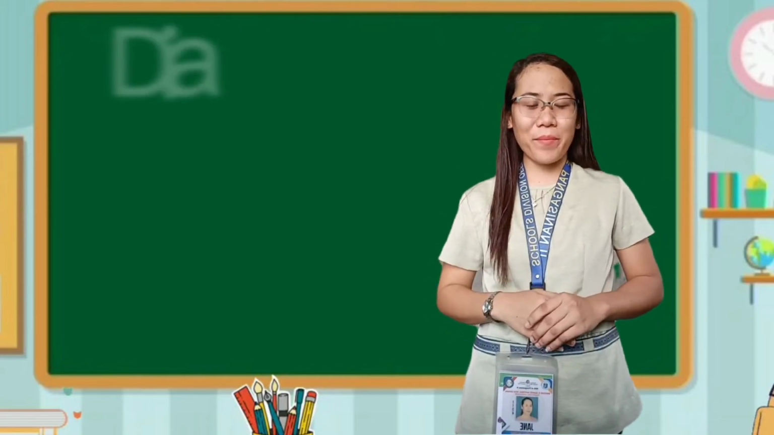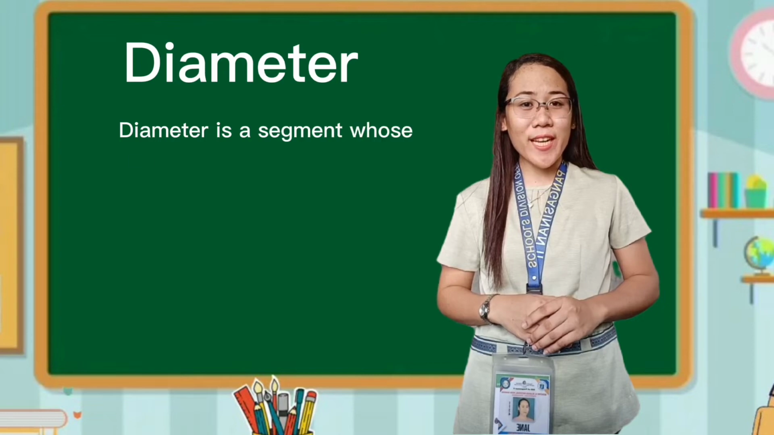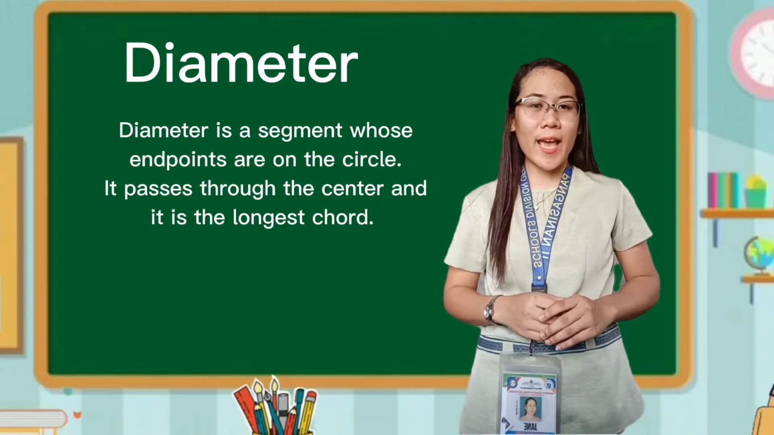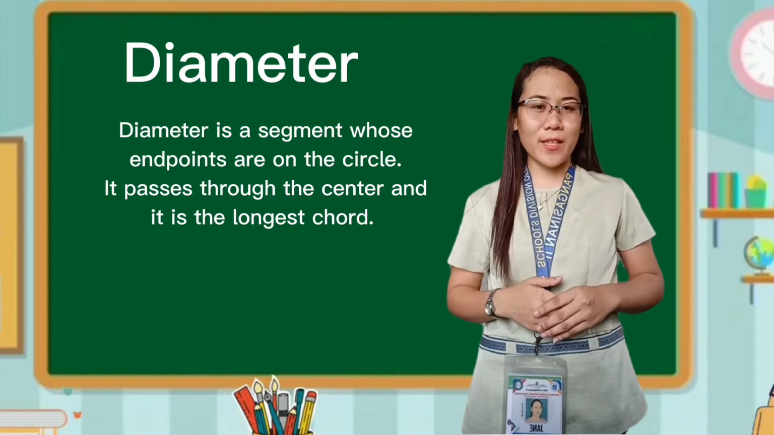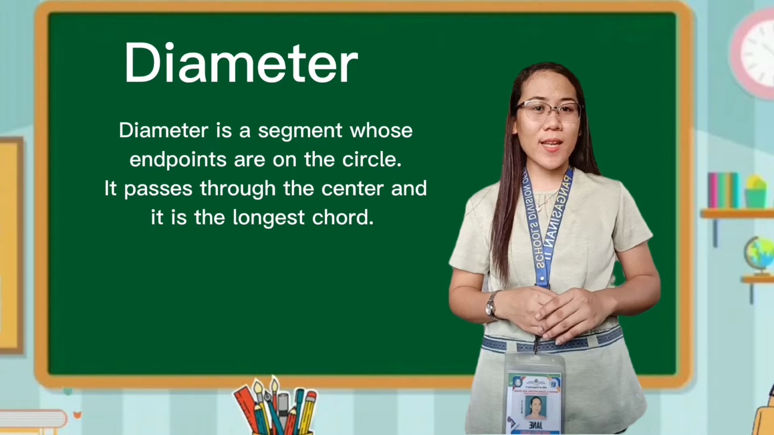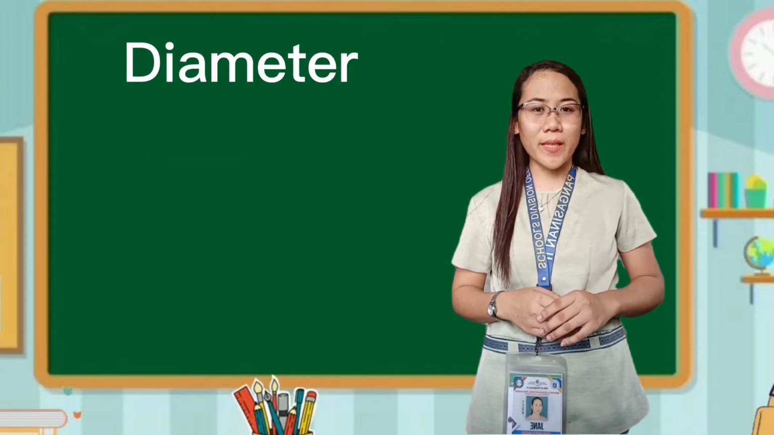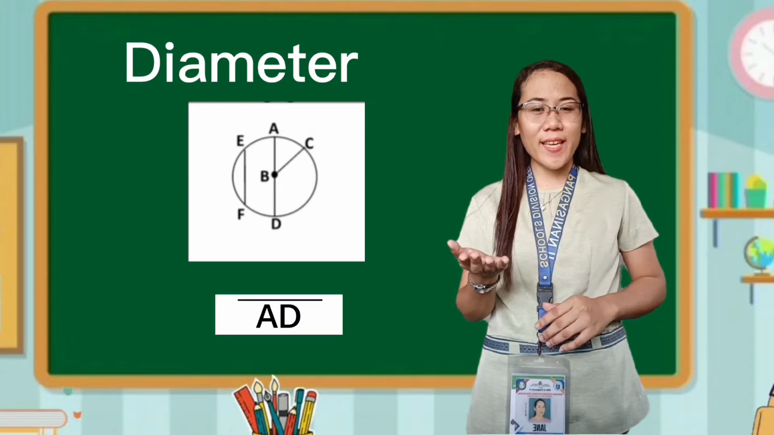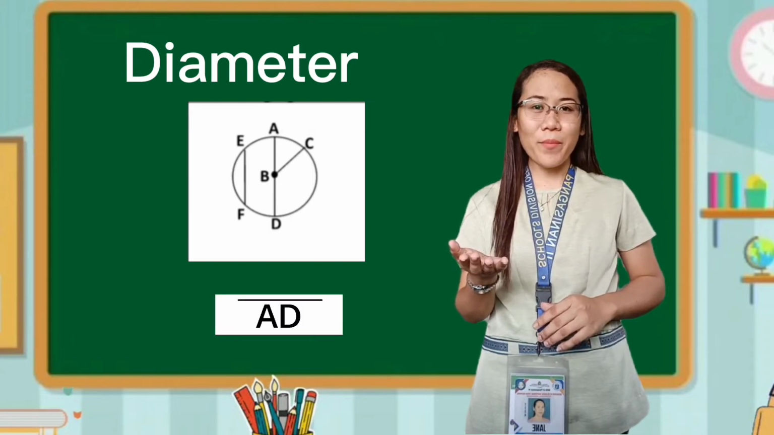Third is the diameter. Diameter is a segment whose endpoints are on the circle and it passes through the center of the circle. It is known as the longest chord. Example, in the figure, segment AD is a diameter.